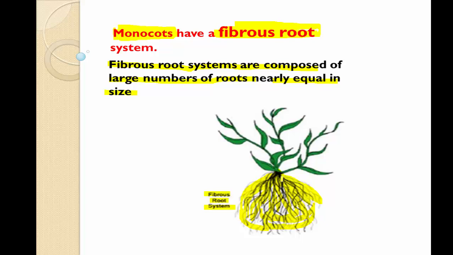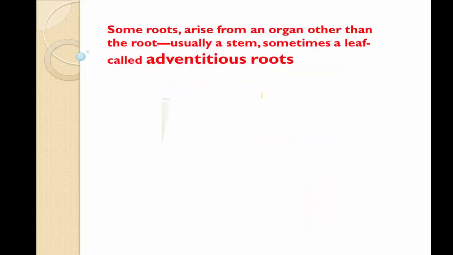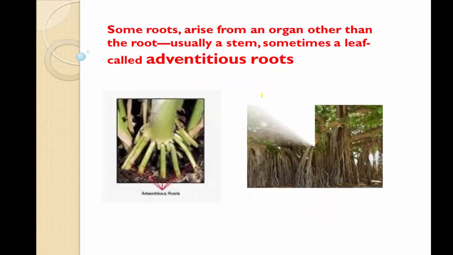In fibrous root system, the group of roots or bundle of roots arise from a common point, and in case of taproot system, the main primary root arises from the radicle. The root branches present in the taproot system are of different size, but in fibrous root system, all the roots are of equal size. So this is about the monocot root system, which is nothing but fibrous root system. Then let us have a look at the last type of root system, and it is adventitious root system.